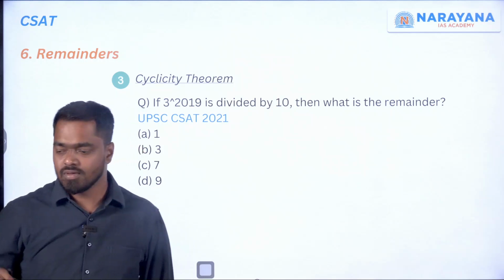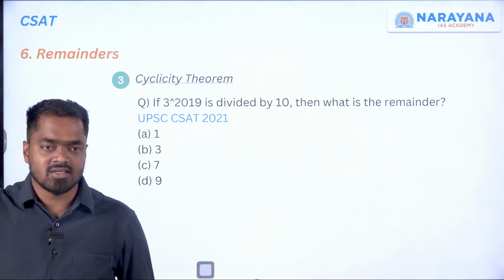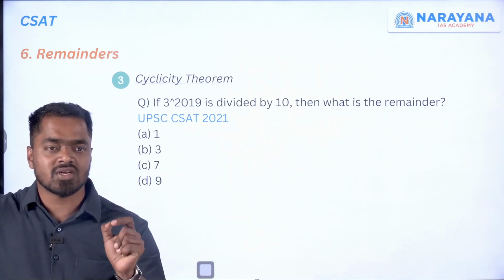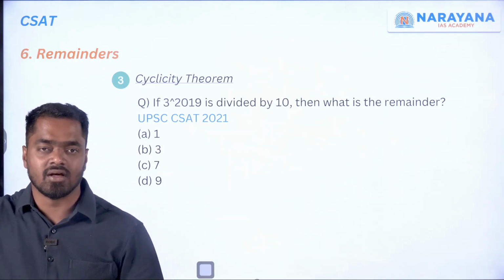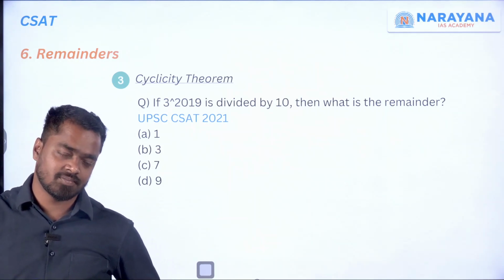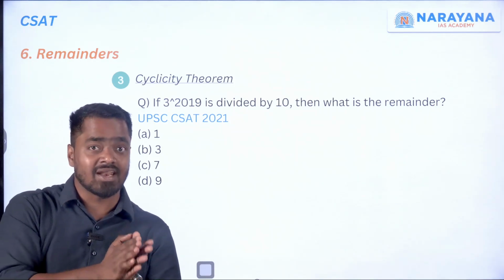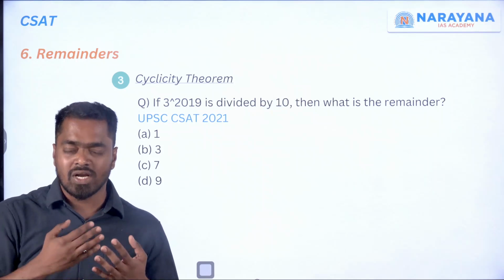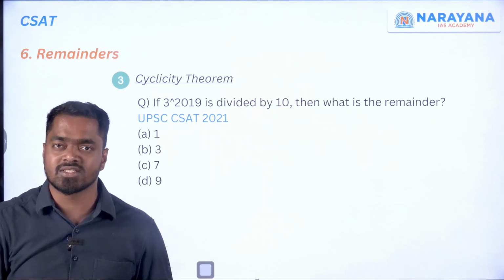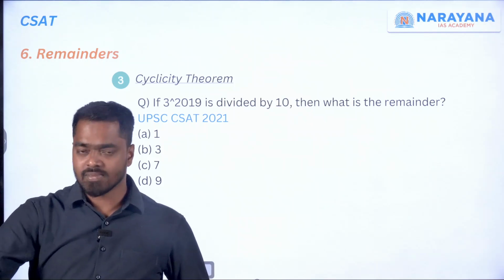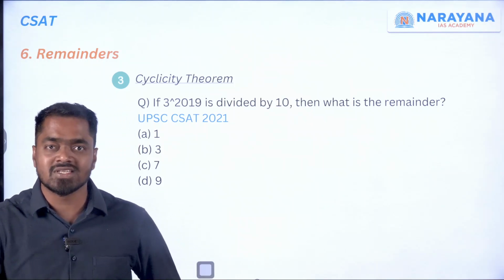Now, this question was asked in the CSAT 2021 paper. If 3 to the power 2019 is divided by 10, then what is the remainder? If you see these kinds of questions, you can understand 10 is not a prime number, so it is a little difficult to apply Fermat's theorem. Then you have to apply the cyclicity theorem. So try to solve this one using the cyclicity theorem.